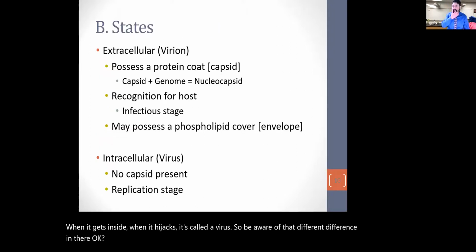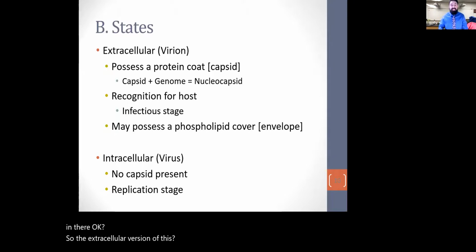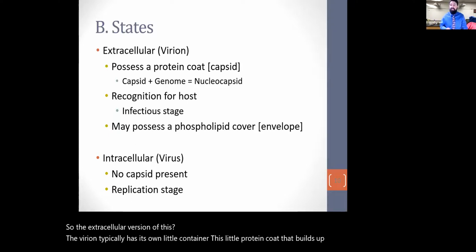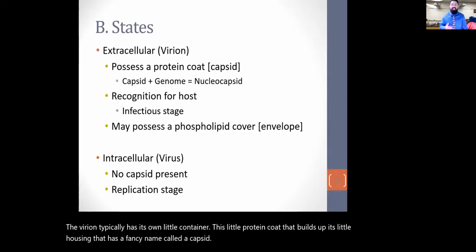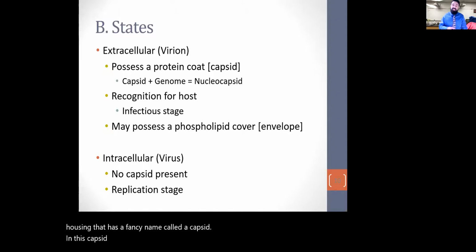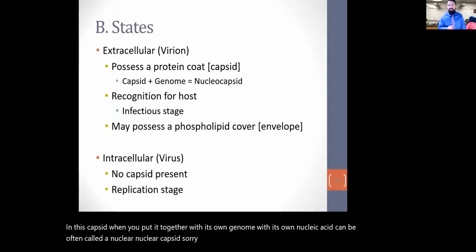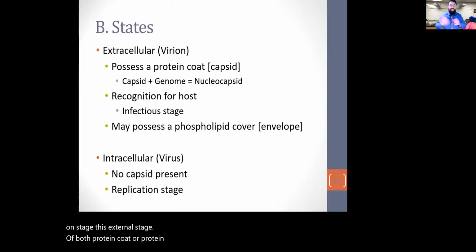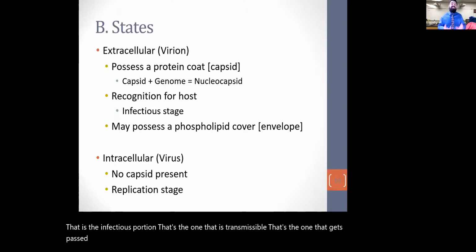So the extracellular version of this, the virion, typically has its own little container, this little protein coat that builds up its little housing, which has a fancy name called a capsid. And this capsid, when you put it together with its own genome, with its own nucleic acid, can often be called a nucleocapsid. Sorry for my enunciation there, right? And it is this virion stage, this external stage of both protein coat or protein encasing and its nucleic acid inside, that is the infectious portion. That's the one that is transmissible. That's the one that gets passed on, okay? That's the one that's actually needed for you to be able to infect another host, to find it and be able to get in.